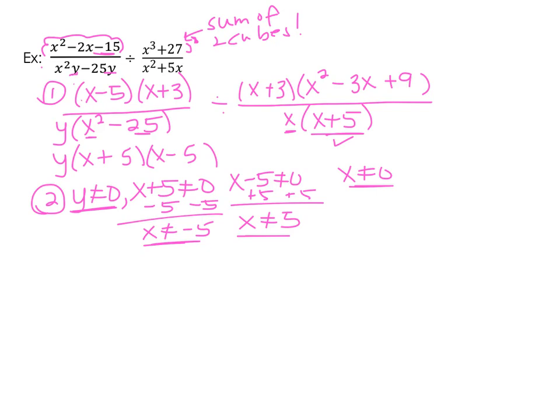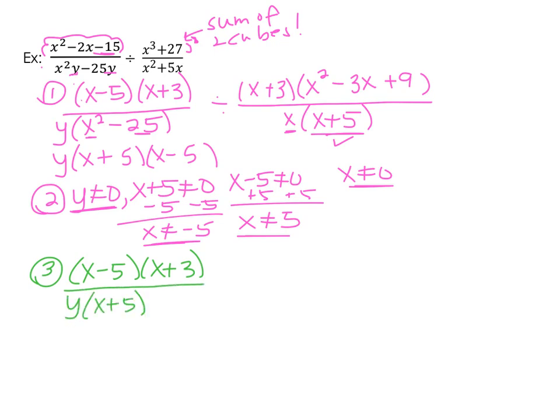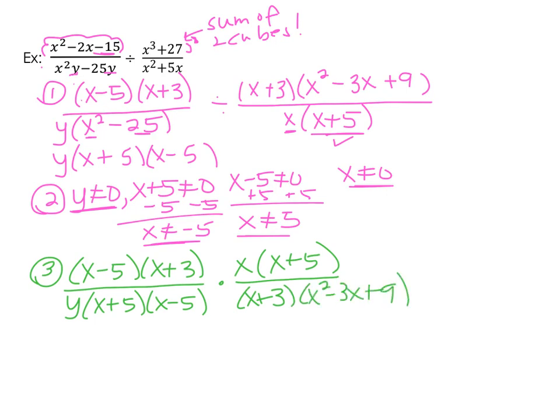We'll take that first fraction and we'll keep it as is. X minus 5 times x plus 3, and then in the denominator, y times x plus 5 times x minus 5. Switch, divide to multiply, flip that second fraction. X and x plus 5 go in the numerator. X plus 3 and x squared minus 3x plus 9 go in the denominator.